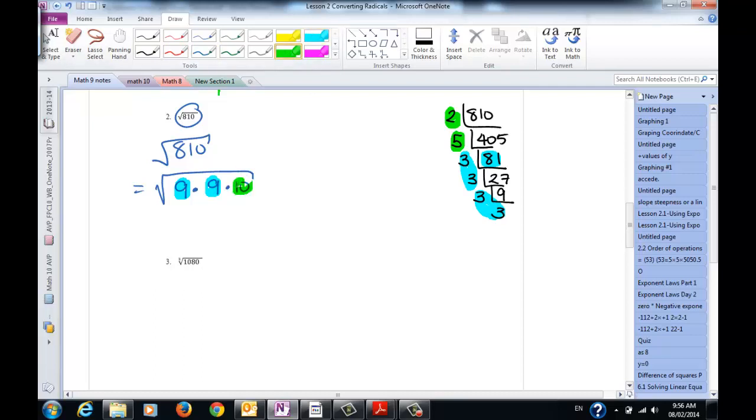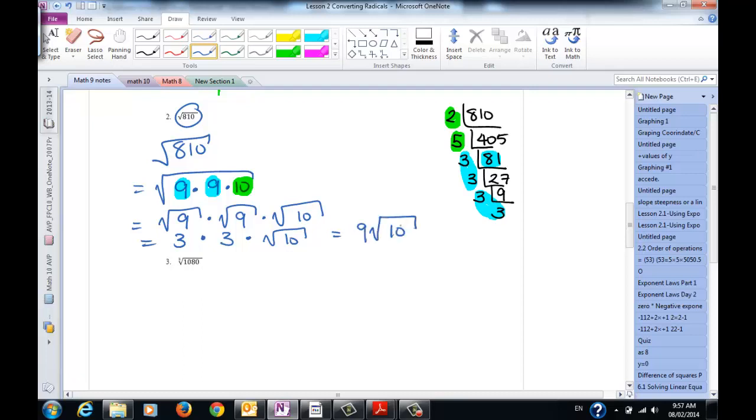My leftovers are in green. I can split this so I have the square root of 9 multiplied by the square root of 9 multiplied by the square root of 10. The square root of 9 is equal to 3, so that's 3 multiplied by 3 multiplied by the square root of 10. So my answer is just 9 root 10. I haven't written the multiplication symbol because this is an implied multiplication. I read that as 9 multiplied by the square root of 10.